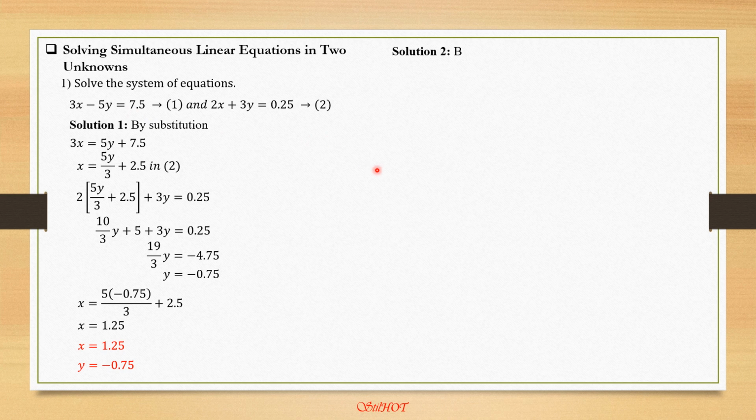Then by second method, solution 2 by elimination method. So the first equation is 3x minus 5y equals 7.5. And one way is we want to eliminate x, so we multiply equation 2 by 1.5 to make this 2x here equal to 3. So that would be 3x, multiply everything by 1.5. So 3x plus 4.5y equals 0.375. So that's equation 2.